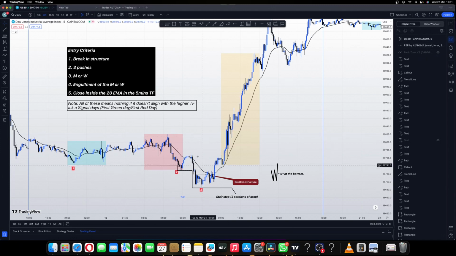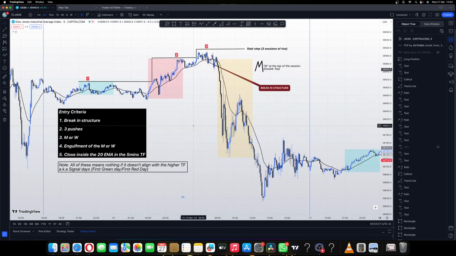Running through the criteria once again. Break in structure here, 3 pushes there, M or W, in this case it's W, the engulfment of the M or W, closing inside the 20 EMA in the 5 minutes time frame.